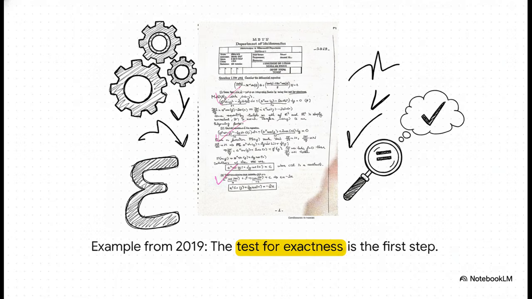And check this out. This solution from the 2019 exam shows it perfectly. The student finds an integrating factor, multiplies the whole equation by it, and then what's the very next step? They check. They check if the partial of their new M with respect to y equals the partial of their new N with respect to x. They have to verify that it's exact before they can move on. This is a non-negotiable step.